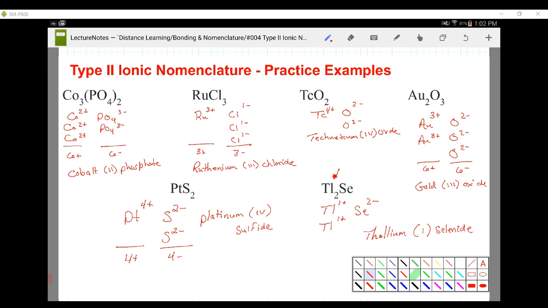All right. For the practice sheet, it's going to be online. You'll see that there's a mixture of type 1s and type 2s, binaries and polyatomics. Put everything together, see how you do.